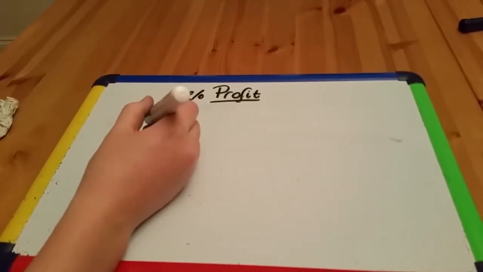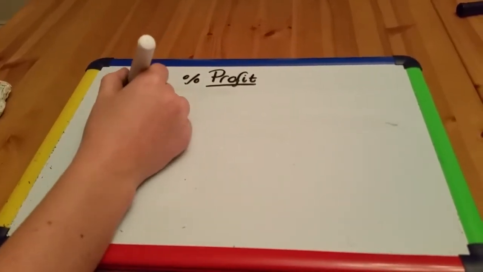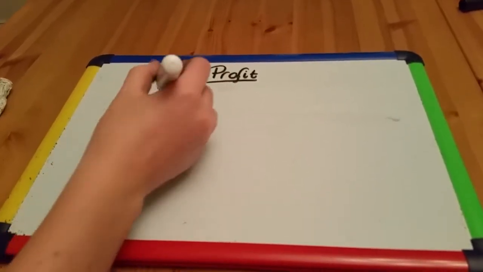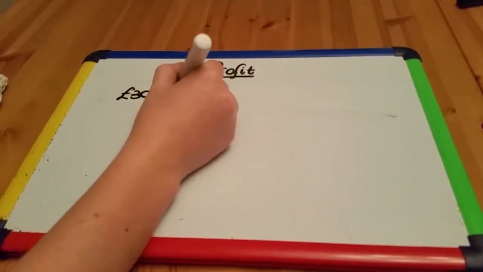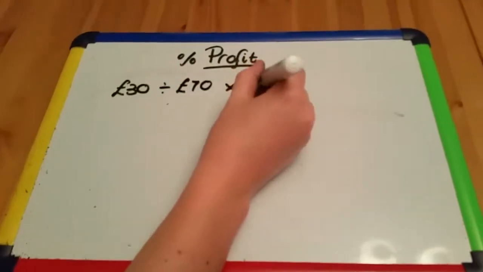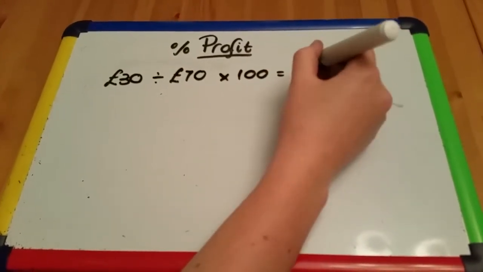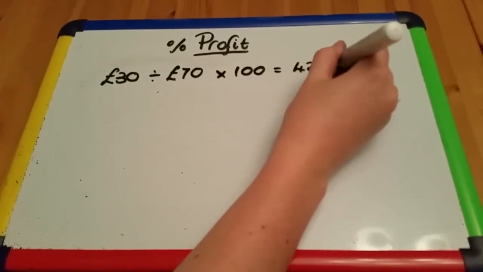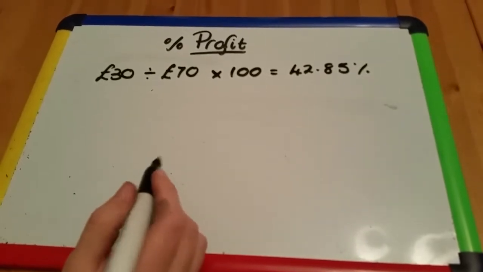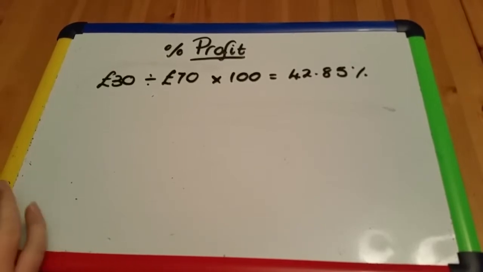Okay, so you should have paused it and you should have had a go at that question. You will have found out that you made a £30 profit. Now the next step for you is to take that £30 and divide it by the original cost, which was 70, and times it by 100. This would then give you an answer of 42.85%.